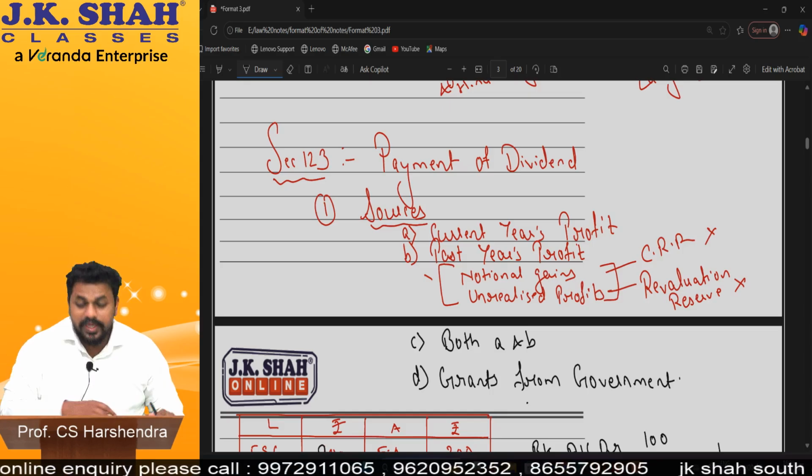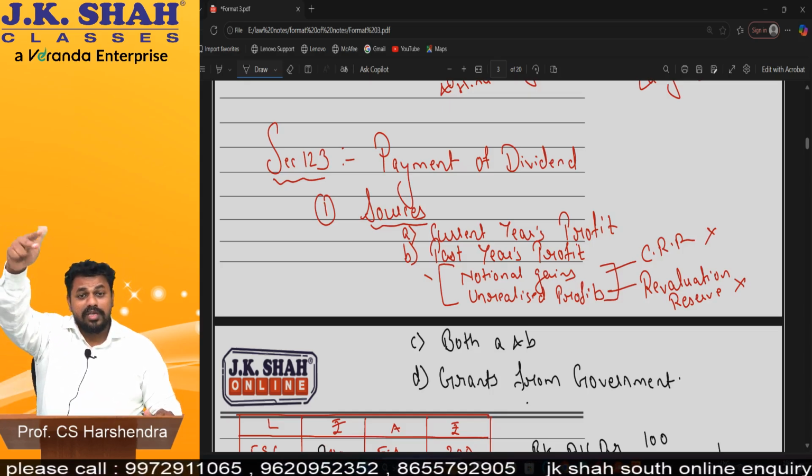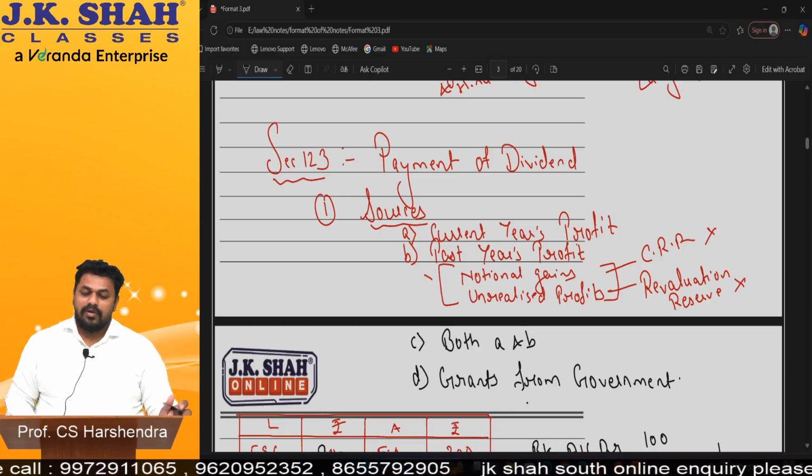So what are the sources, beta, for paying dividend? First, current year's profit. Second, past year's profit. Third, both current and past. And last is grants from government. I hope I am clear with this.